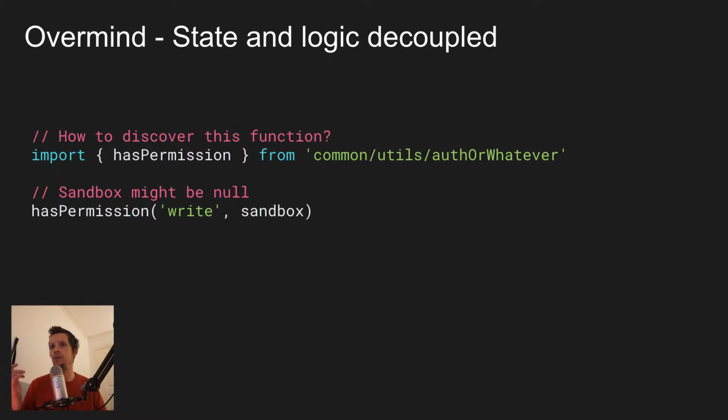decoupled. So as I also mentioned, we have things like you just do some random import from some common utility thing, and you don't know that it's there. You're not able to discover it by pointing into the application. I mean, dotting into things and discovering it. And again, you see the null checking popping in, like we want to check the permission of the sandbox. We don't know that there is a has permission function, and we don't know if the sandbox is there.